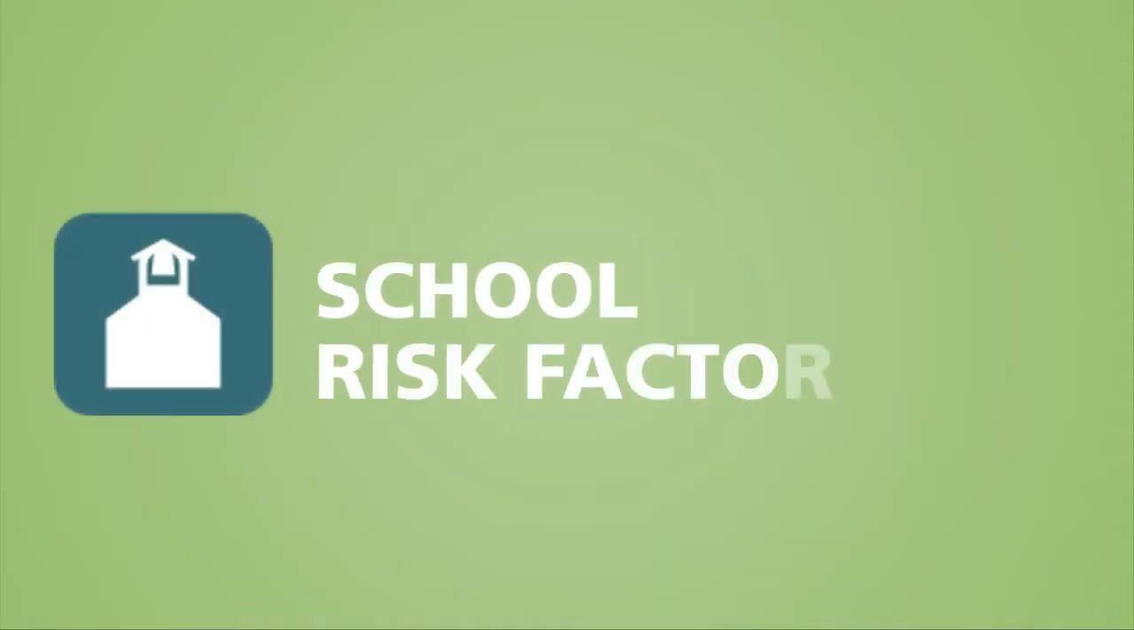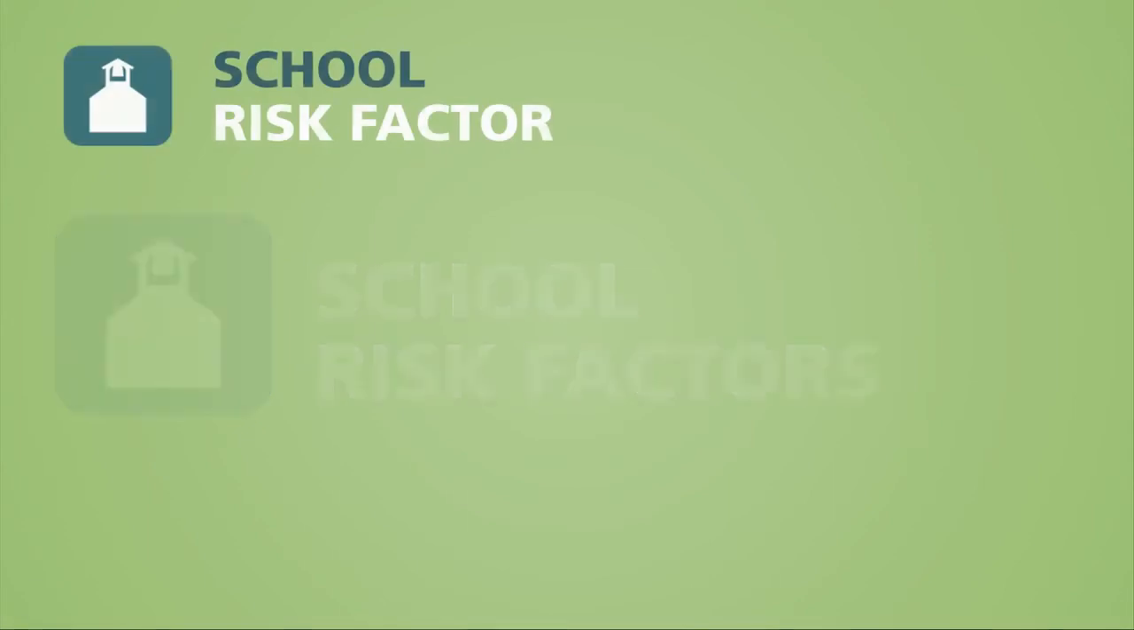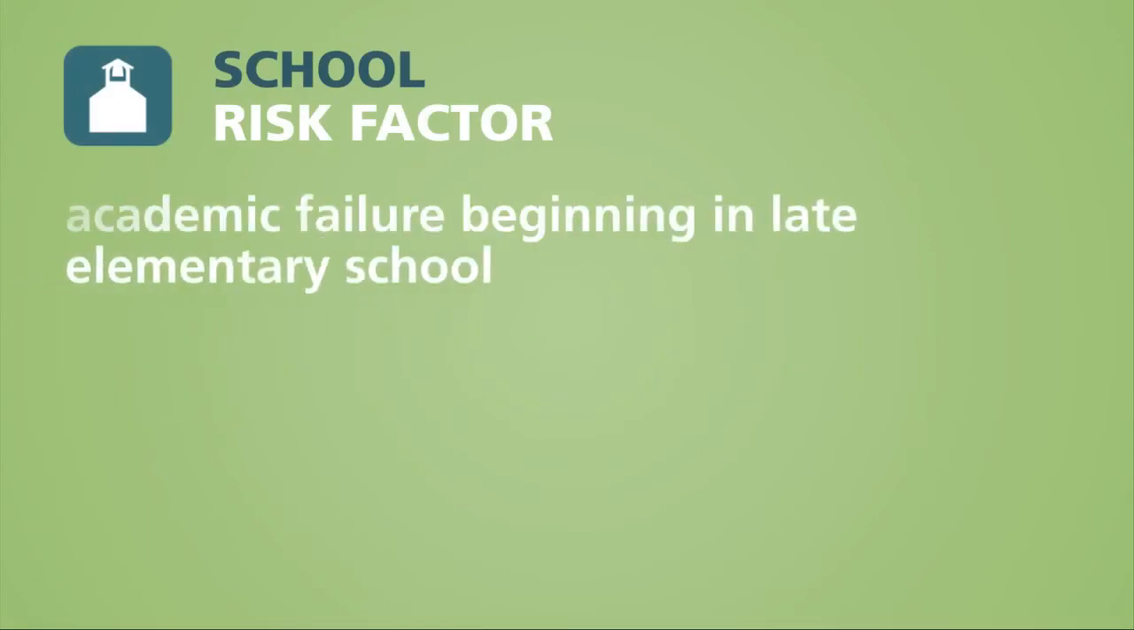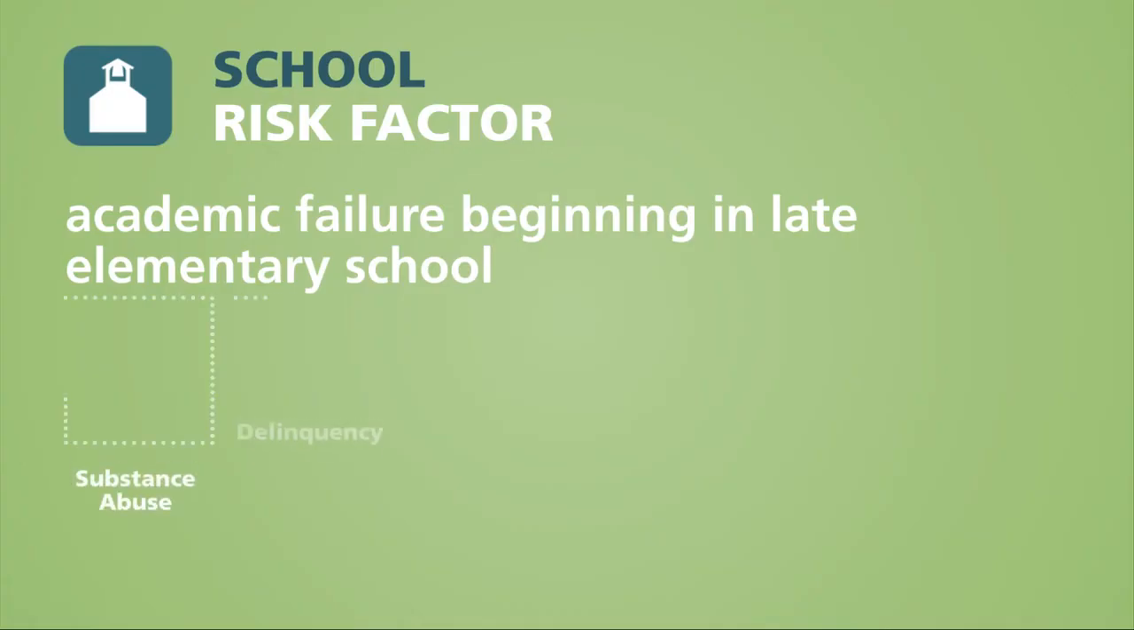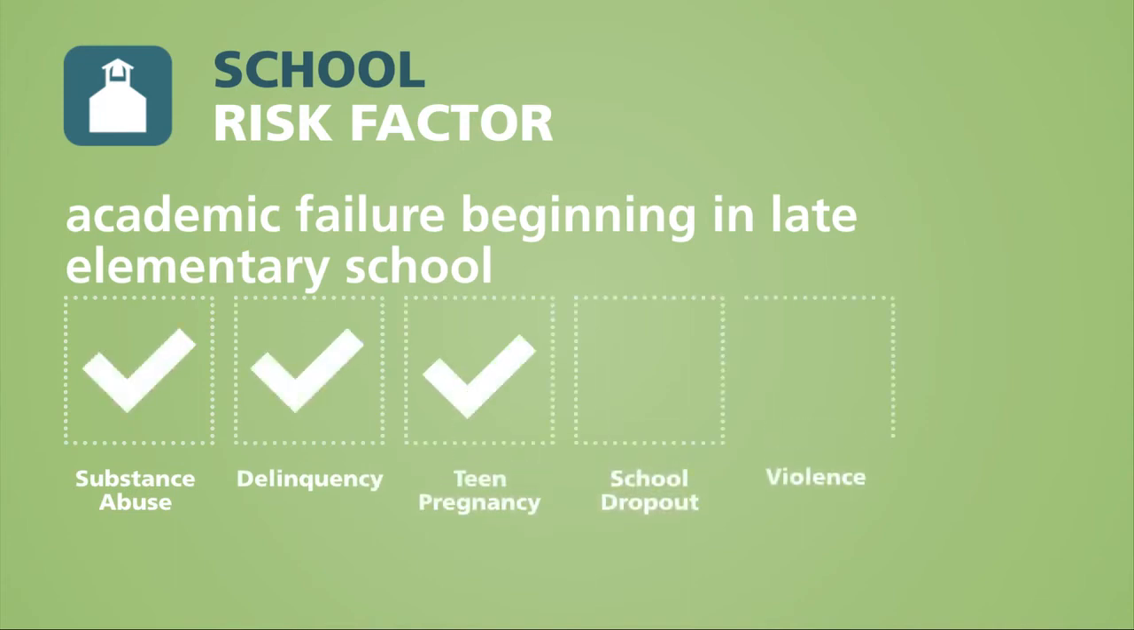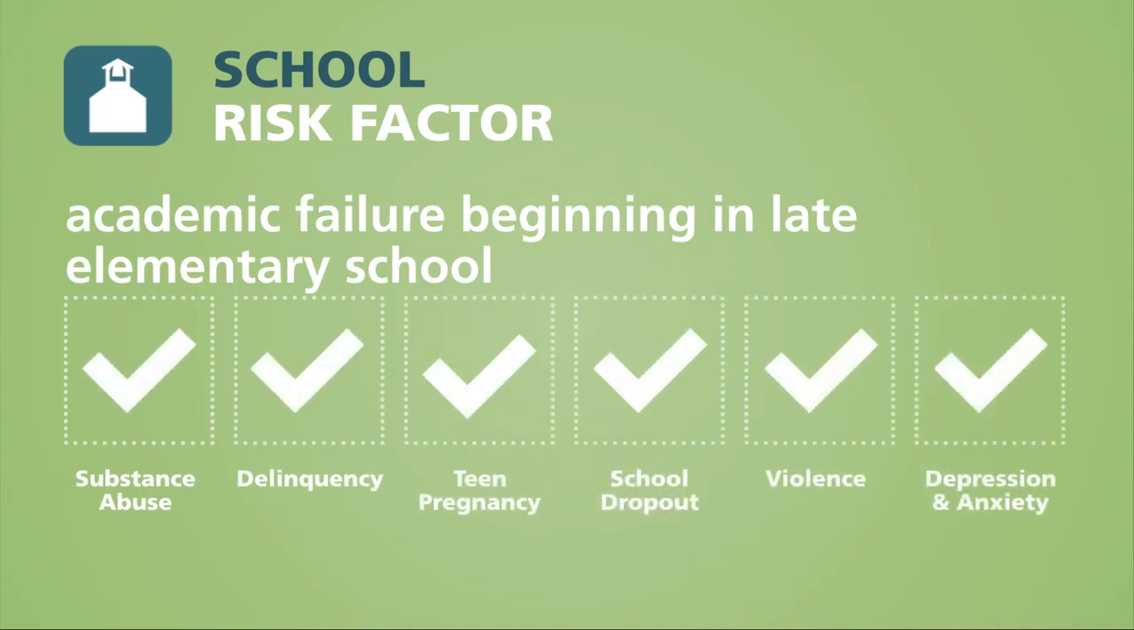School experiences can also contribute to risk. The first risk factor in the school area is academic failure beginning in the late elementary grades. Kids all learn to read at different rates, but if children haven't learned to read by the third or fourth grade, they are not going to be able to read to learn later in school. Those children who start to fall behind academically in the late grades of elementary school are at a much greater risk of later health and behavior problems in their teenage years.